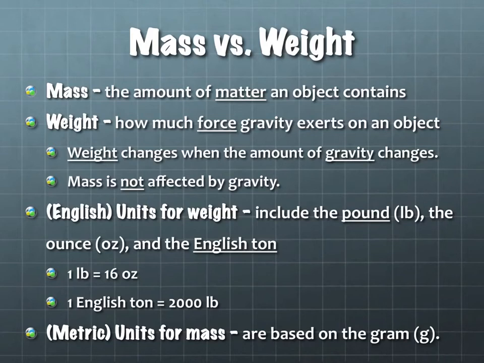Our English units for weight are pounds and ounces. We also have the English ton. So you may have seen measurements of tons on bridges before, where it tells you how big a truck can be going over a bridge. There are sometimes weight limits on older bridges, and it'll tell you it can only be a 4-ton truck or something like that. This is the English ton. Metric units for mass are based on the gram. Our mass, if we were looking at it in terms of our weight, would be in kilograms, because the grams would be quite large, so it would be done in kilograms.